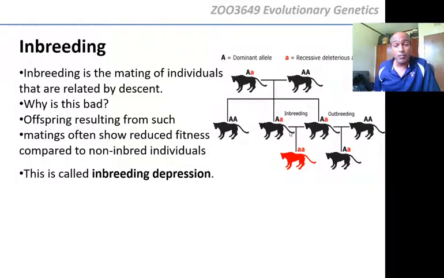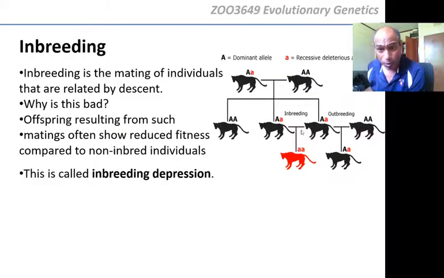Half of these individuals are going to be big A, small a. If you do a Punnett square, half of them will be big A, small a. Half of them will be lethal, dead. Okay? So that's why you can't have inbreeding with your sister or your cousin. You have the same lethal allele there. It's going to come together in your babies, and your babies are going to not be healthy.